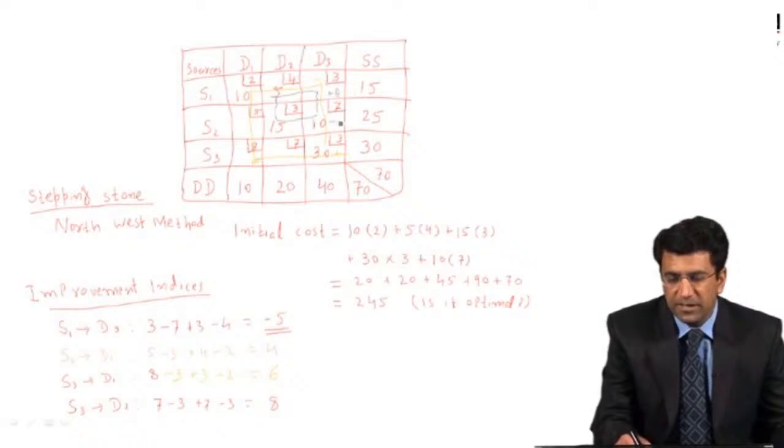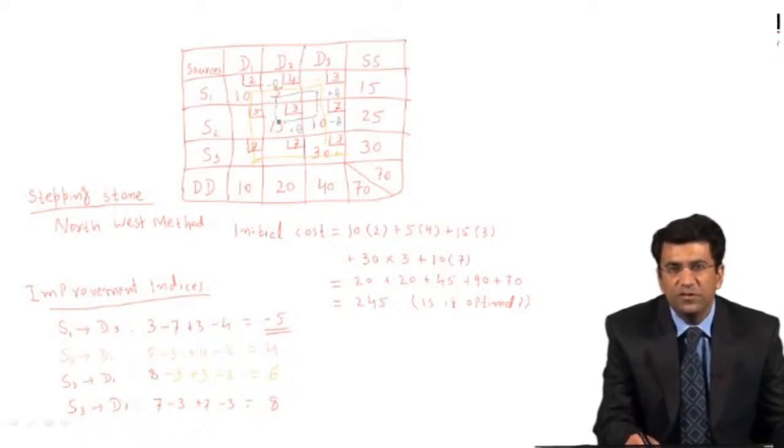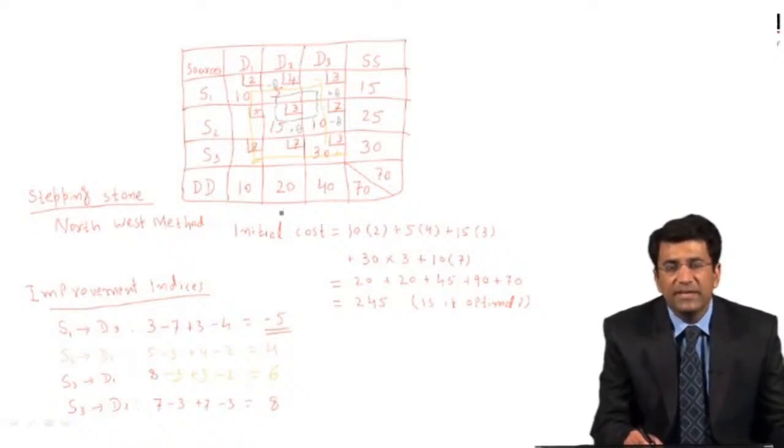We'll have to subtract theta here, plus theta here, and again minus theta here. Now this is the loop, the same loop which we have just computed, but we have introduced the theta here. Now again, in order to find out the value of theta, we will have to see in which cells we are subtracting the theta.